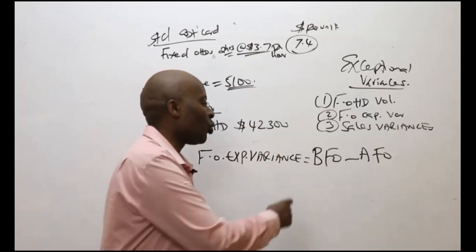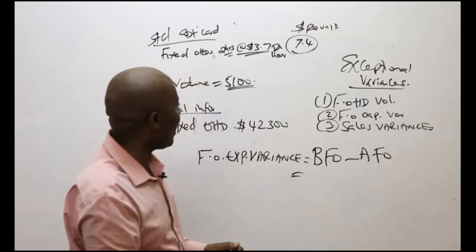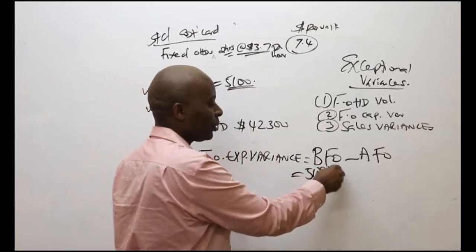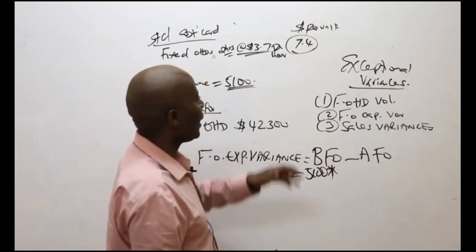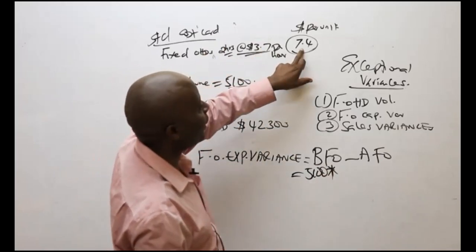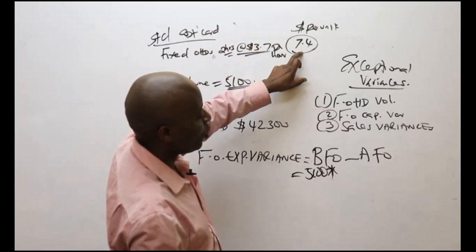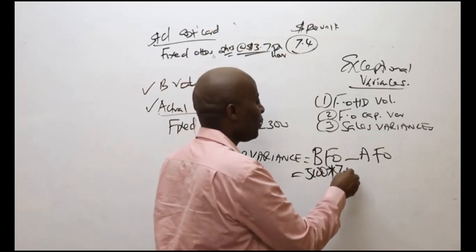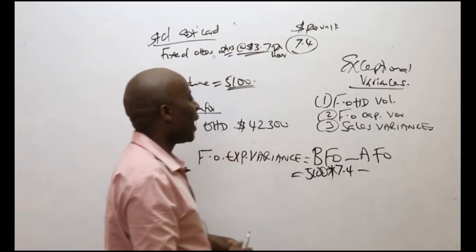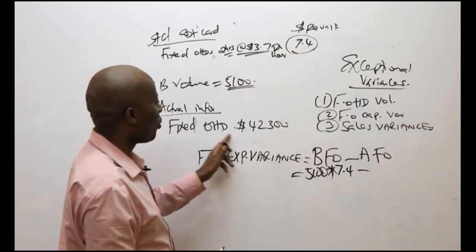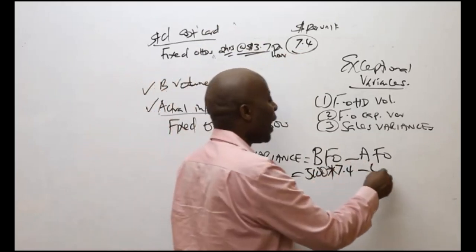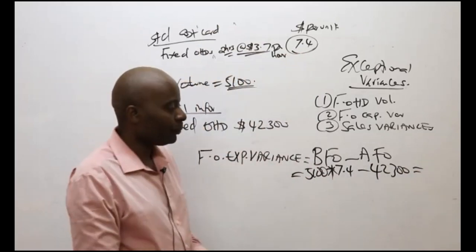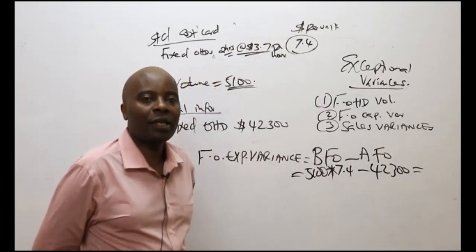So please go to your budget. My budget, I'm budgeting to produce 5,100 units. And in terms of the standard costing, I know that each unit is 7.4. So to get the total budgeted fixed overheads, I'll take 5,000 times 7.4 minus the actual fixed overheads. Actual fixed overheads are 42,300. So will you kindly give me this answer?